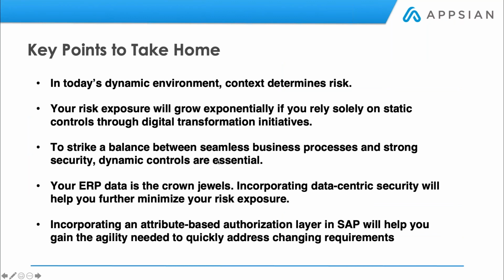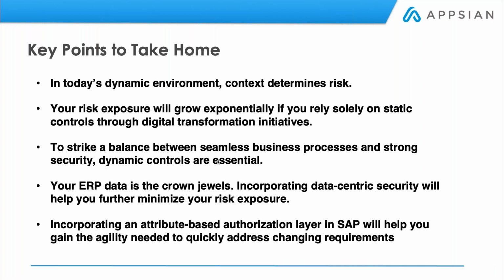So some of the key points to take home before we hit some of the questions that have been asked today: in today's dynamic environment, context determines risk, and the context continually changes. So you need to be able to control that the best you possibly can. And your risk exposure will grow exponentially if you rely solely on static controls through the digital transformation initiatives. So what you're trying to do is strike a balance between seamless business processes and the strong security of dynamic controls that are essential. So your ERP data is the crown jewels.